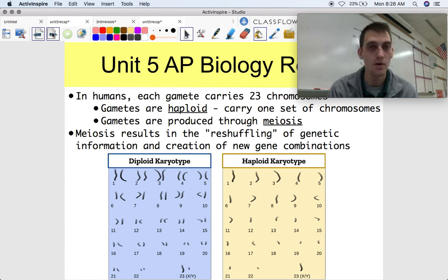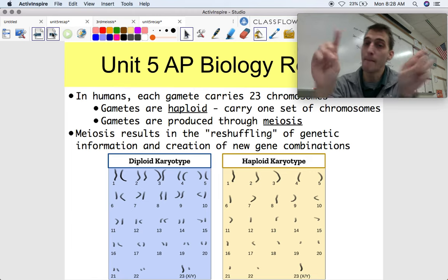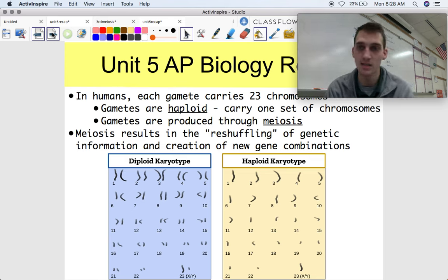And that's really important. So in humans, each gamete carries 23 chromosomes. Okay, so we can say our haploid number is 23. One set of chromosomes for a human being results in 23 chromosomes. So sperm cells carry 23 chromosomes, and egg cells carry 23 chromosomes. And when you take 23 plus 23, you get 46, okay, when those two cells fuse through fertilization. And meiosis, what this is really about, is producing these gametes that have this unique combination of genes and one set of chromosomes. As I put here, meiosis results in the reshuffling of genetic information and creation of new gene combinations.